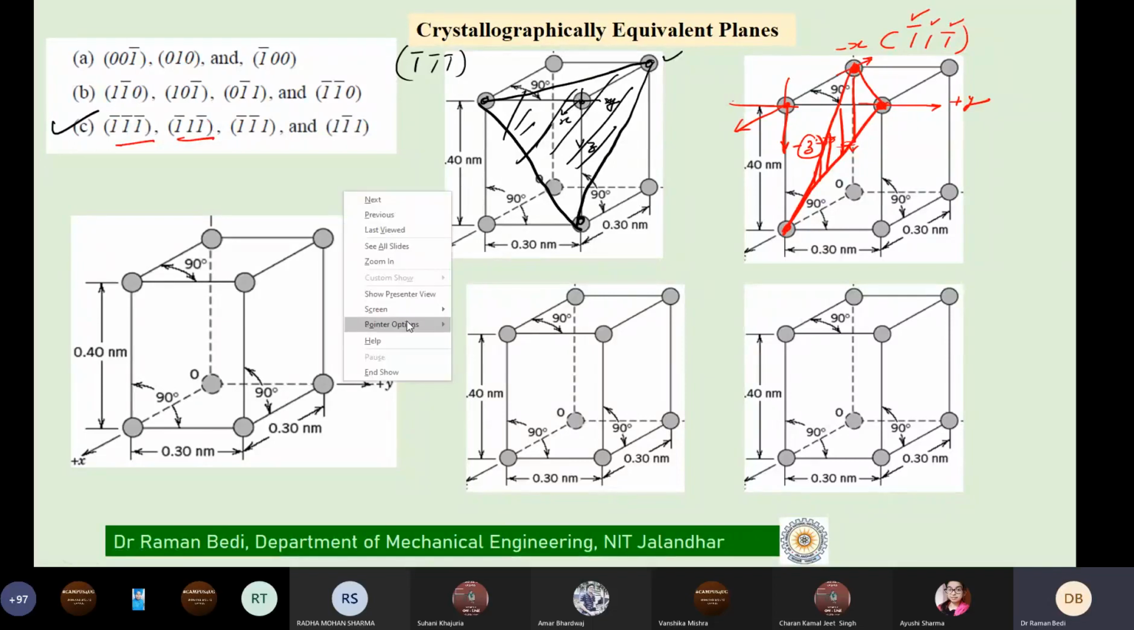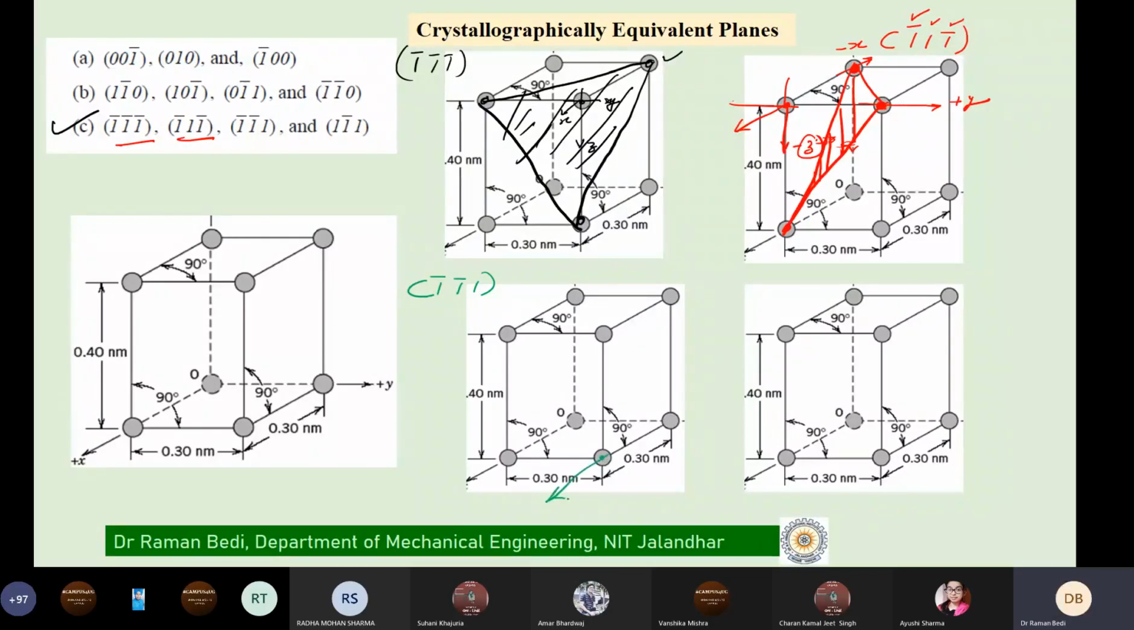Let's go forward and try to locate the two more which are left here. So we go by the next one. It is 1 bar, 1 bar, 1. Locate the origin again in a way so that you can represent in the unit cell -1 on x, -1 on y, they shall be shown.